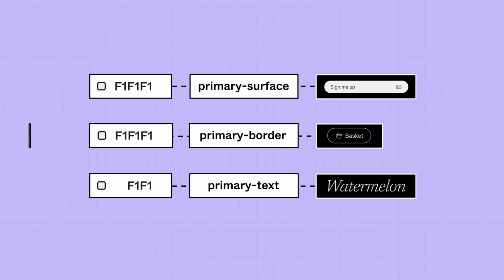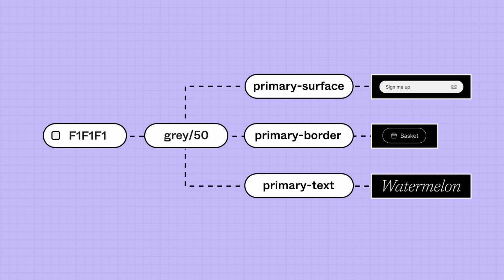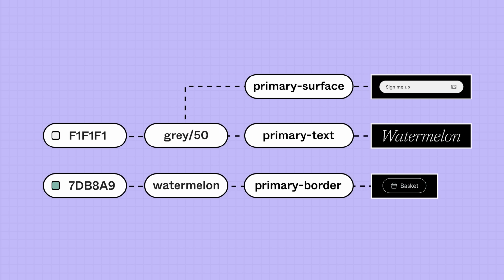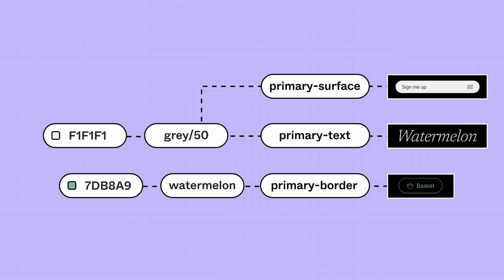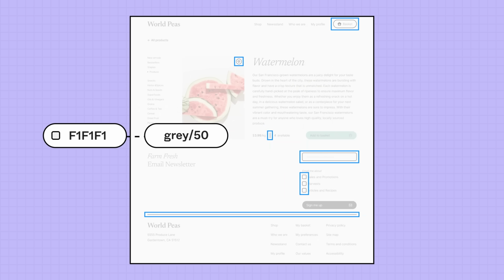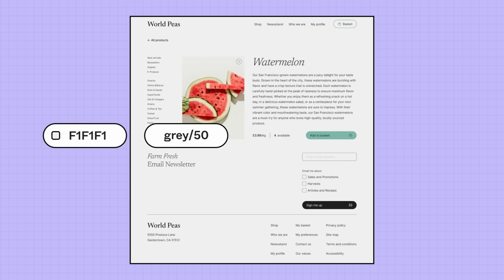Since we used variables to reference other variables, we can change the definition of border primary to a different variable from the primitives collection. Any layer using border primary updates accordingly, and it only took a few seconds. This is why we tokenize our variables.